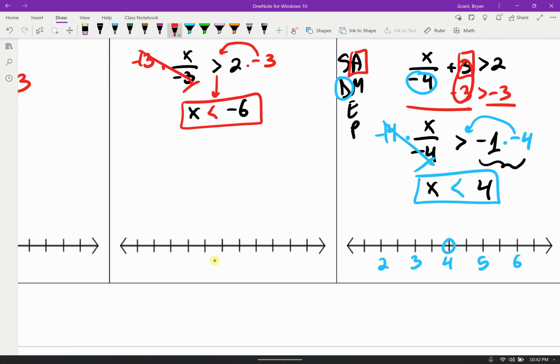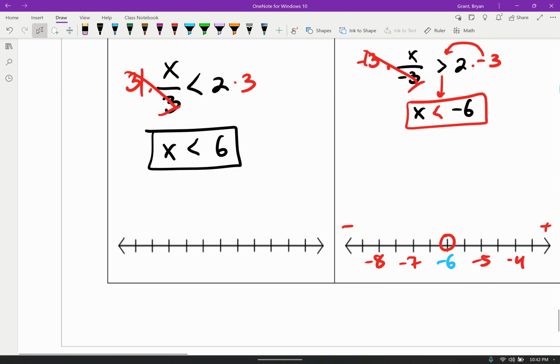Let's look at this guy. Here's negative 6, negatives, positives, negative 7, negative 8, negative 5, negative 4, open circle. Do I shade it in? No, there's no equal to. Next one, 6, couple larger, 7, 8, a few smaller, open circle. Do we shade it in? No, there's no equal to.